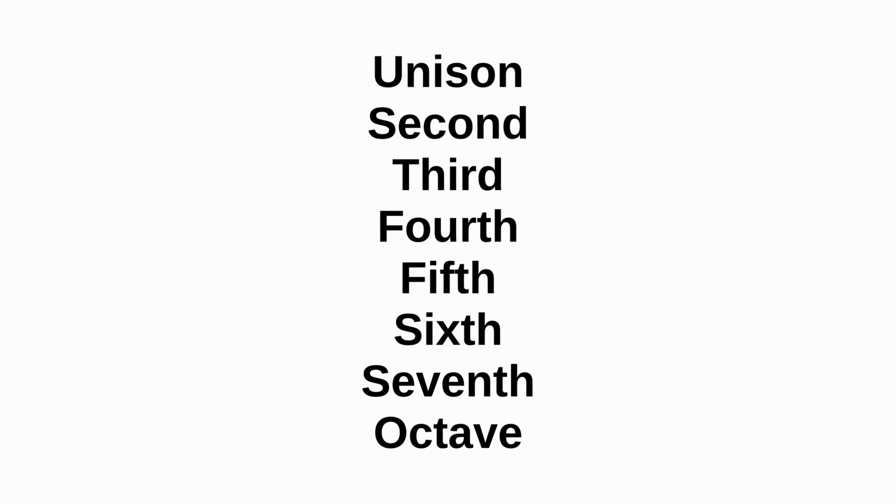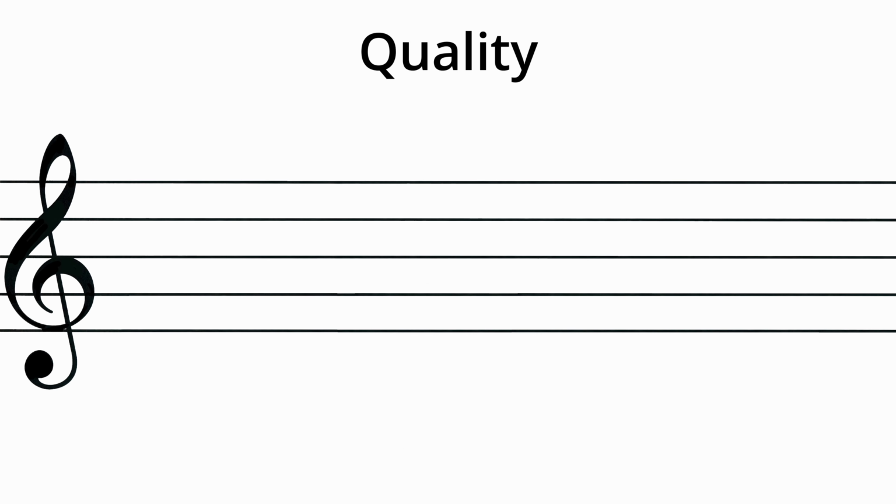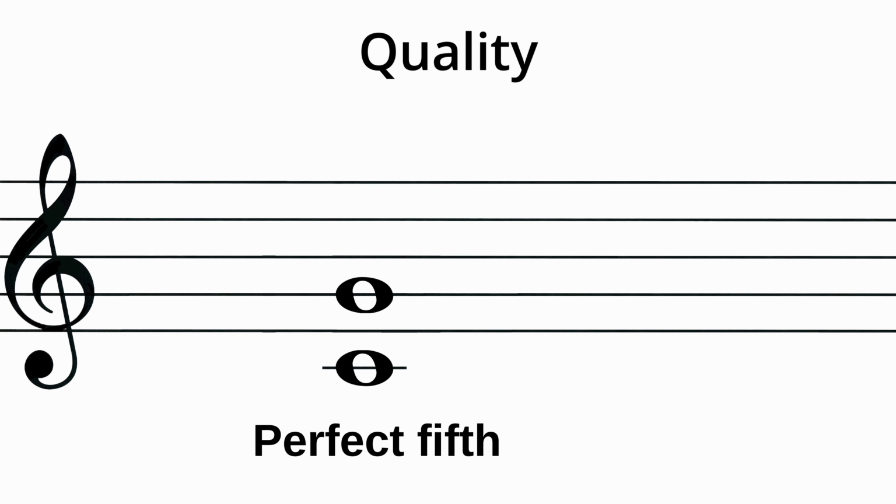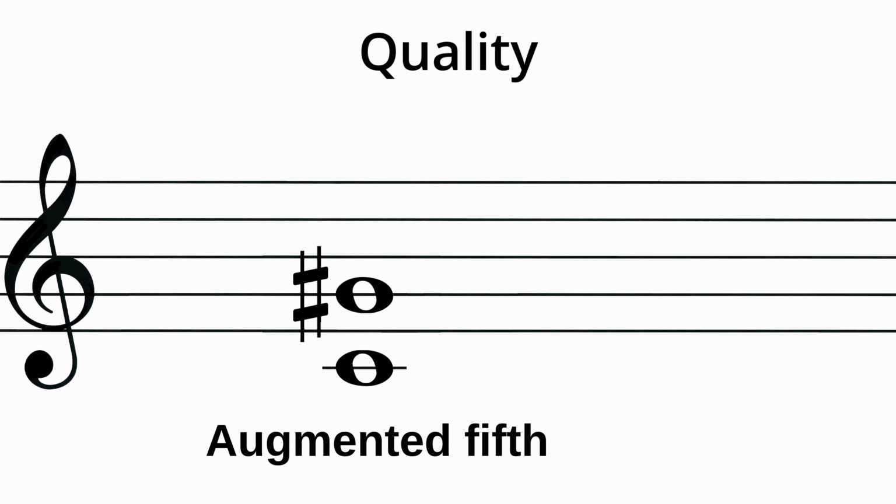Unfortunately, only these basic intervals are not enough, so we also determine their quality. For example, between the notes C and G is the distance of a fifth, and between the notes C and G sharp is also a fifth, even though G sharp is a different note than G. That is why we must also distinguish the quality of the intervals.